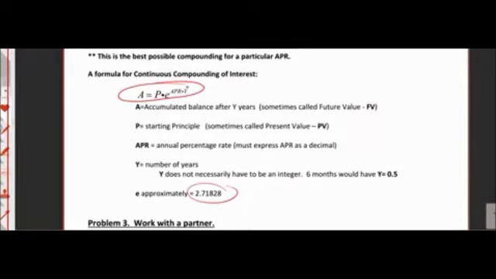The variables are the same. A is your future value. P is your present value or your principal. APR, interest rate given as a decimal. Y is the number of years you leave it in that account, and it doesn't necessarily have to be an integer. If we left it in for 6 months, Y would be written as 0.5. But again, if your calculator doesn't have the value of E already programmed in, then you type it in as 2.71828.